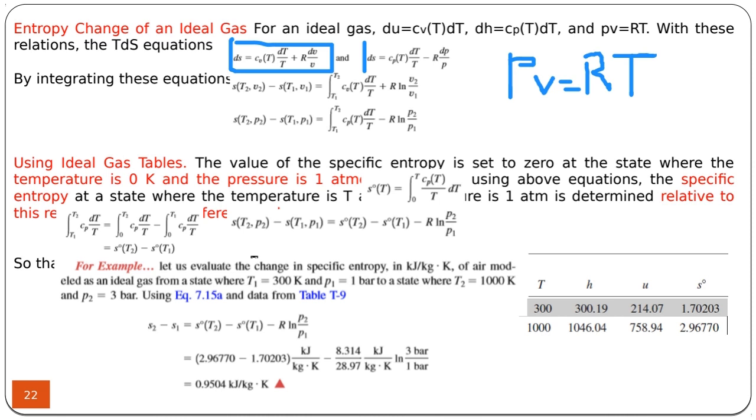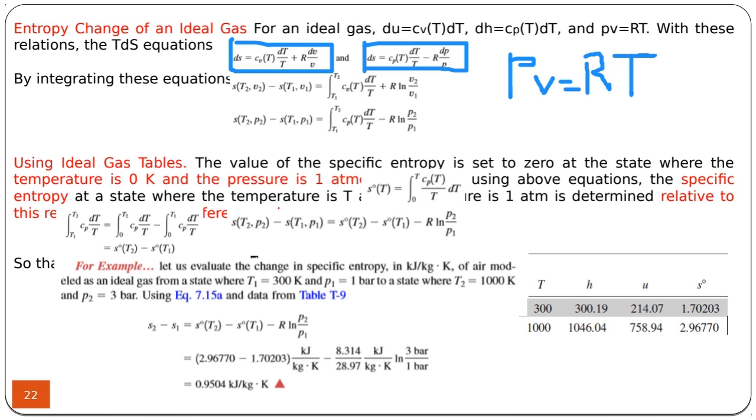First of them is ds equals Cv dT over T plus R dV divided by V, or the second one is Cp dT over T minus R dP over P. The entropy change is, of course, the integration of either this one or that one. So the first integral is going to give you the integral of this Cv dT over T term plus R logarithm of V2 divided by V1. And the second integral is going to give you this integral, which we don't know yet, minus R logarithm of P2 over P1.